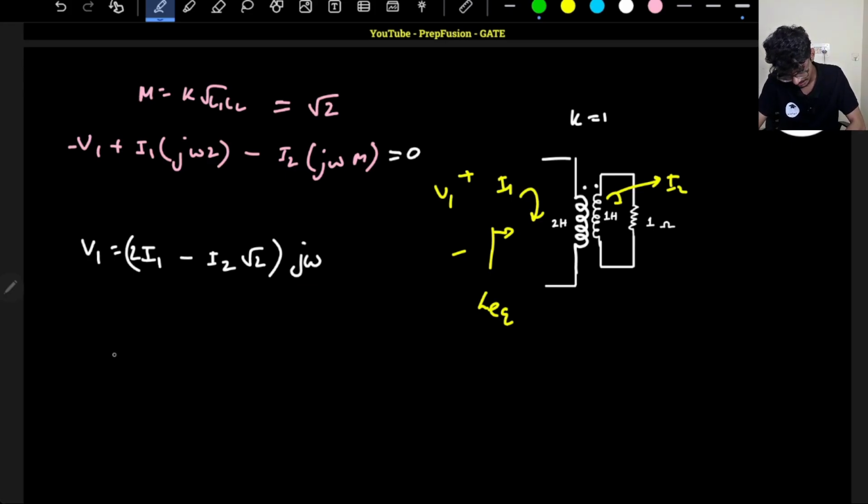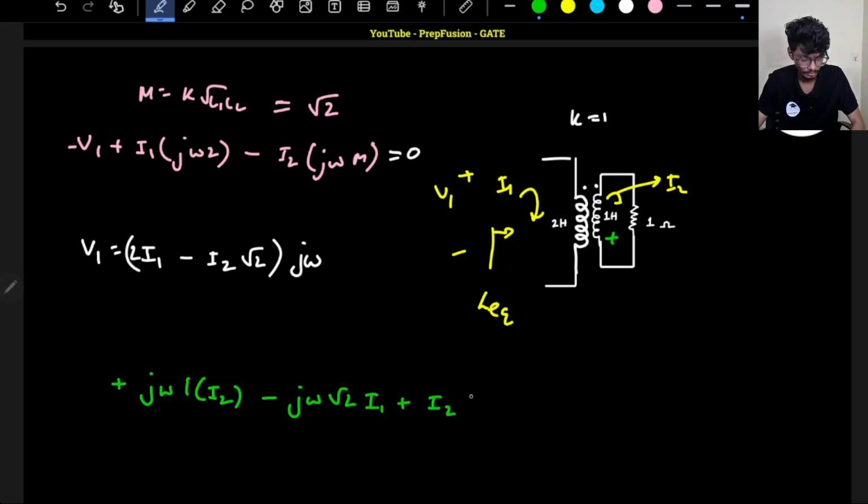In the secondary I can write the drop like this. This will be plus, this will be minus, because it is acting as a load. So this will be plus j omega L2, L2 is 1, into I2, minus the mutual term j omega M, M is under root 2, into I1, and of course plus I2 is there. It will be a bit difficult because complex calculations will be there. It will not be just L equivalent here, it will be Z equivalent. Sorry, this will not be L equivalent, it will be Z equivalent.